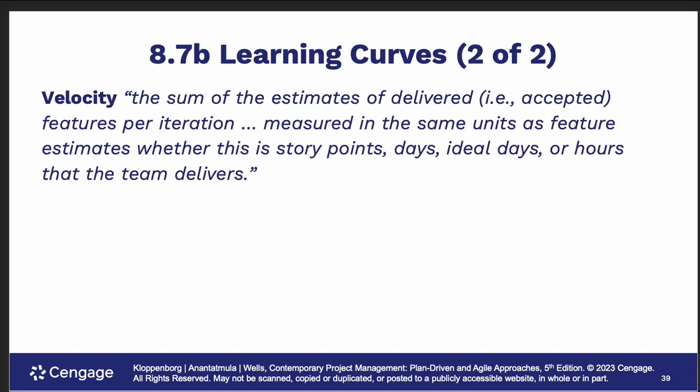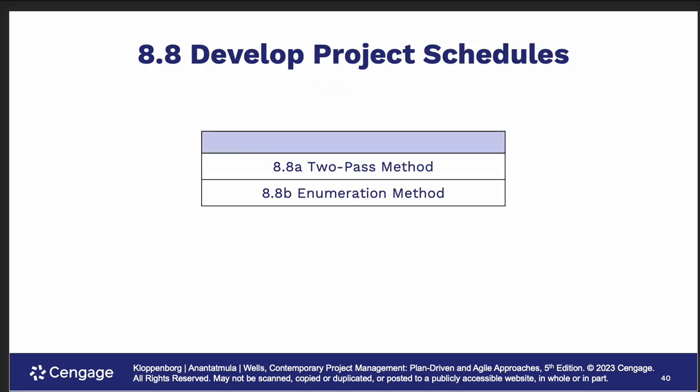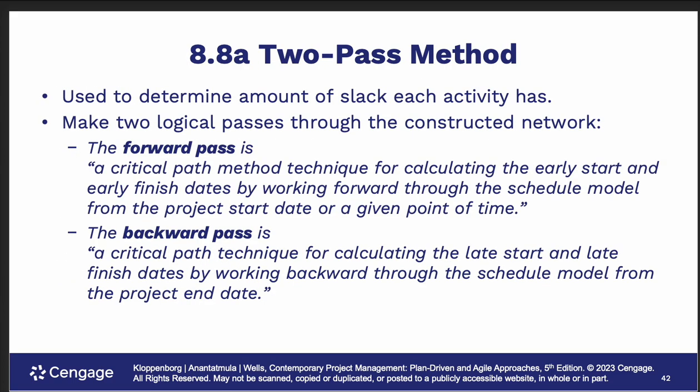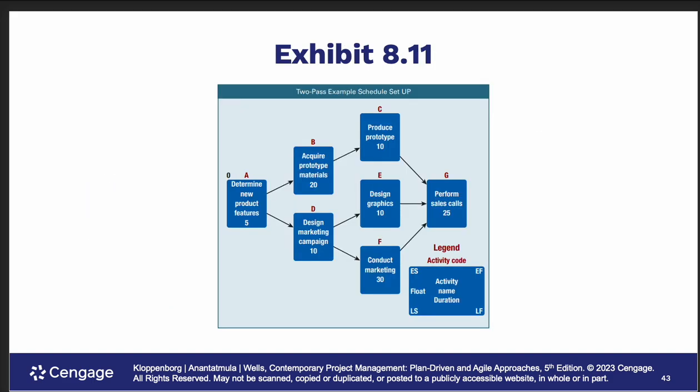So velocity, sum of estimates of delivery per iteration. Iteration is just a step. Okay? So critical path determines the project's earliest possible end date, most critical in terms of time, two-pass method, and the enumeration. So as you read through this, account for those things. So forward pass, backward pass, as you might guess. And here's a diagram that shows you how these estimates can be laid out. Two-pass method.